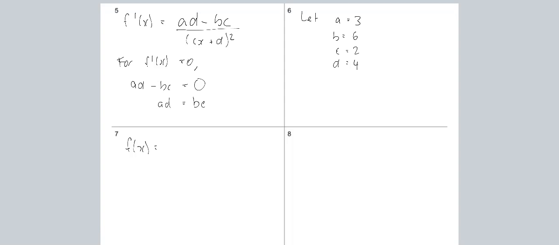So in my instance, I've got 3x plus 6 over 2x plus 4. And on the bottom, what have you got? What's your top? Okay, that's factorizable, isn't it? That one's factorizable. Yeah, factorize what you can.